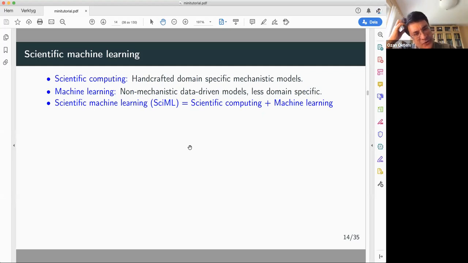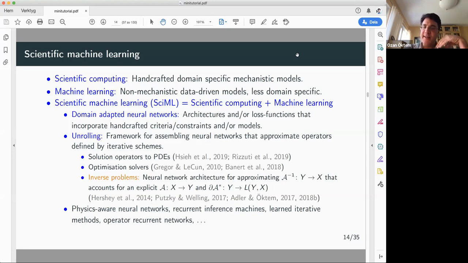And this brings us to a subfield of machine learning, which is very young. I mean, the whole machine learning field, people say it's old, but at least the recent surge is not that old. And scientific machine learning is even younger, I would say. Essentially it tries to merge the ideas from scientific computing, where you typically have handcrafted domain-specific models, classical applied mathematics, PDEs, and so on, with ideas from machine learning, where you do data-driven modeling.